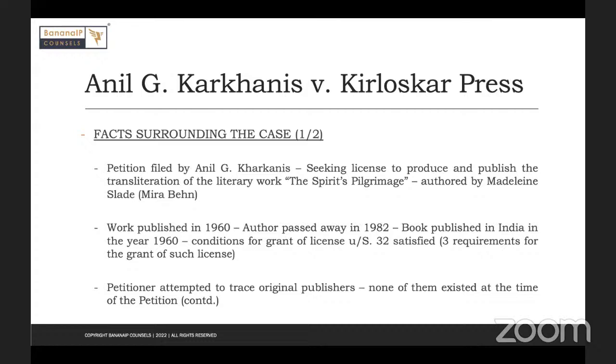The petitioner submitted before the Bombay High Court that they did attempt to trace the original publishers of the work, but none of them existed at the time of the petition, so they could not contact them for the purpose of seeking a license from them.